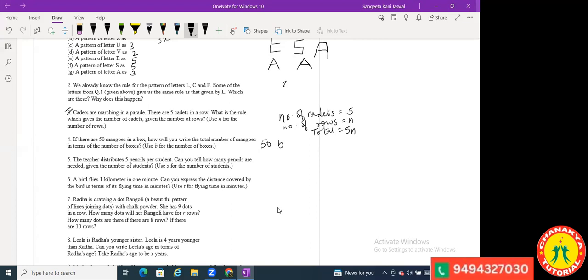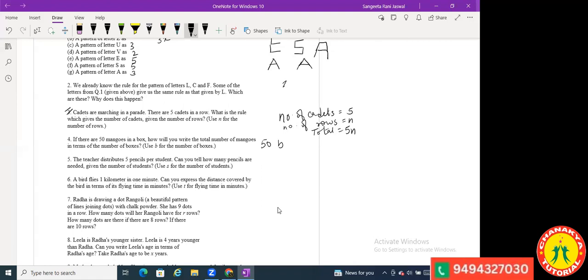Then down we have to write: number of boxes is equal to B. Total mangoes in all boxes: 50B. Okay. Now you will do this fifth question in your notebooks with the proper statement, and you will all show me the notebooks, right? Okay, ma'am. Question number 5.